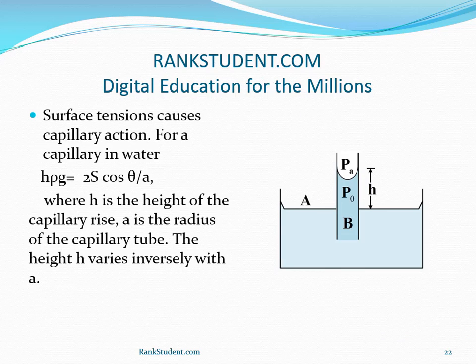Surface tension causes capillary action. For a capillary in water, it can be shown that h rho g equals S cosine theta over a, where h is the height of the capillary rise, a is the radius of the capillary tube. The height h varies inversely with a. That is the important thing here.